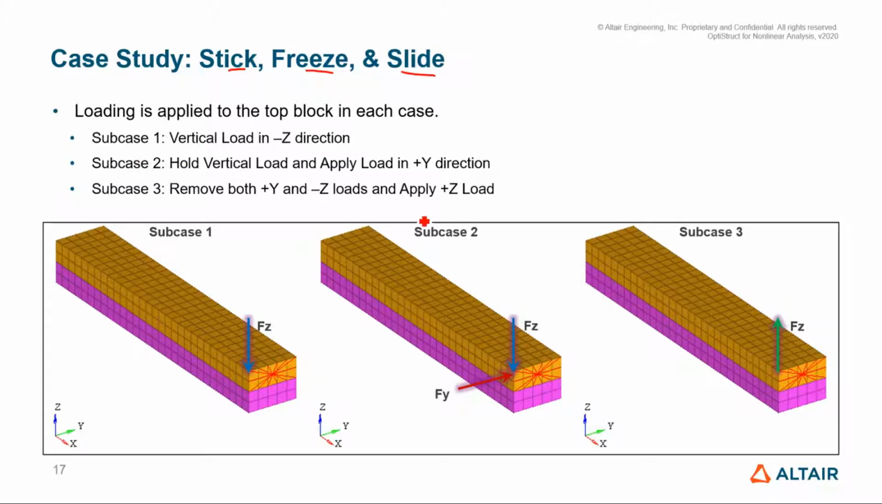Subcase 2 will then introduce a second force in the y direction. And then the third subcase, we remove both of these two forces and then introduce a z force that pulls the orange beam up. So these are the 3 subcases. They're continuous, right? Subcase 1, subcase 2, and subcase 3.